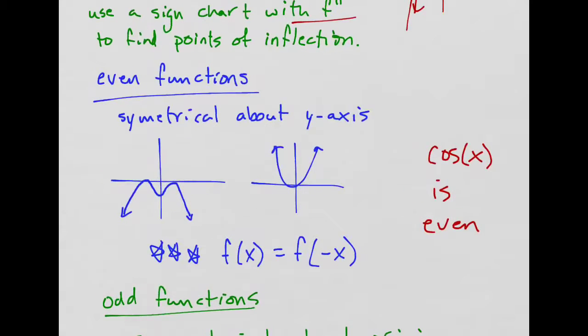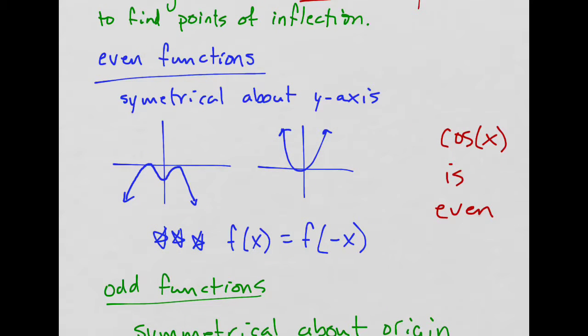Even functions and odd functions: we had a free response at the beginning of the year that utilized this fact, and a lot of people were uncomfortable with it or didn't know it. So even functions are symmetrical about the y-axis. You could fold it over the y-axis and it would lay right on top of itself. Then the algebraic property that you can use is this. Maybe I should put that in a box.